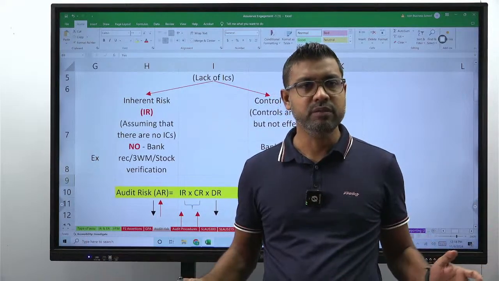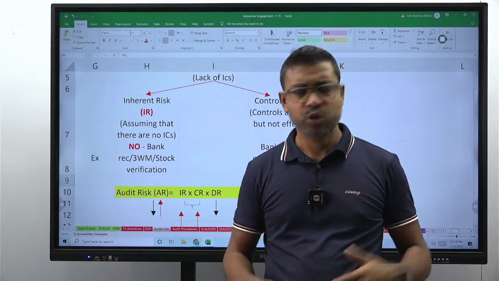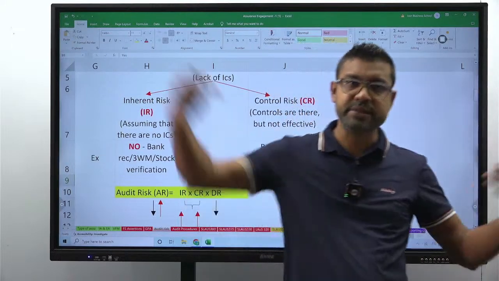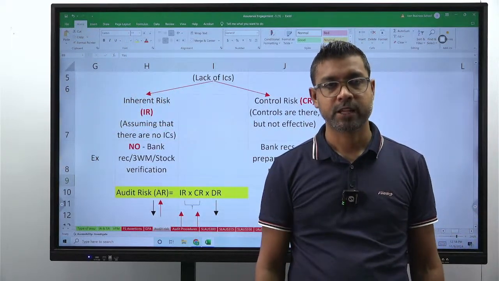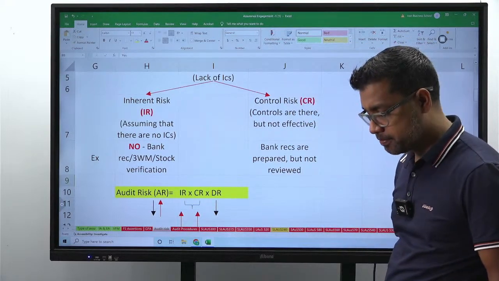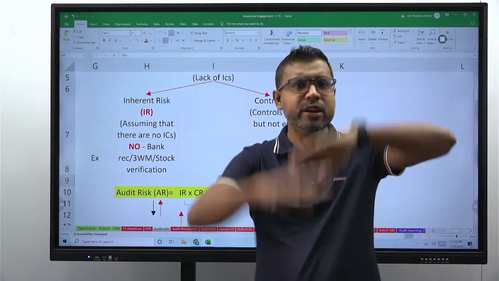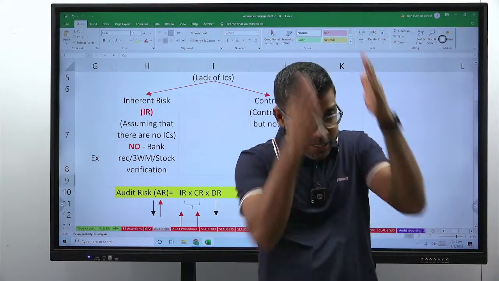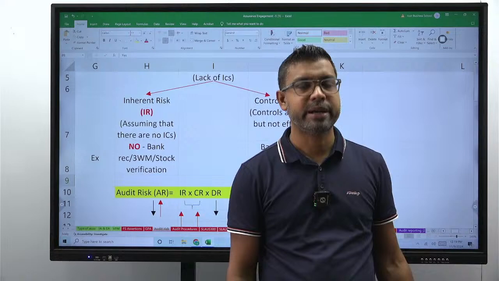No one is reviewing why there are unpresented checks, unrealized checks, why there are errors. You perform stock verification, no one is reviewing or adjusting the differences that you have identified. Controls are there, but not working effectively. Another example, let's say payroll. Payroll reconciliation is available in the system, but no one is reviewing. Controls are there, but controls will not detect, prevent, or correct material misstatements.